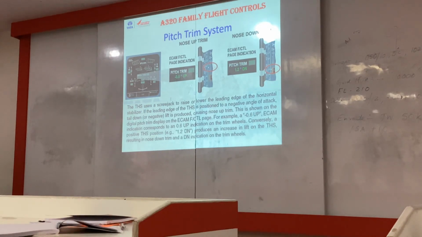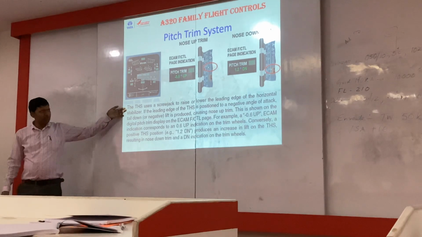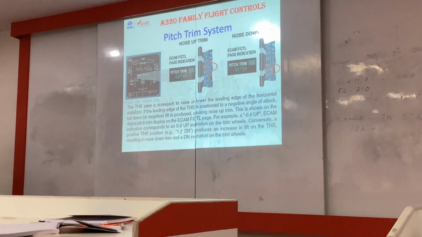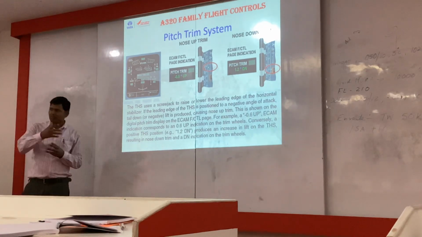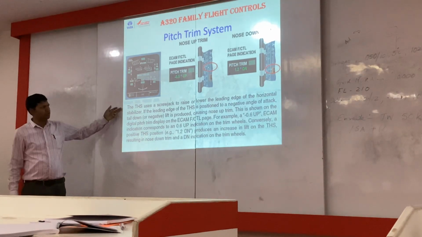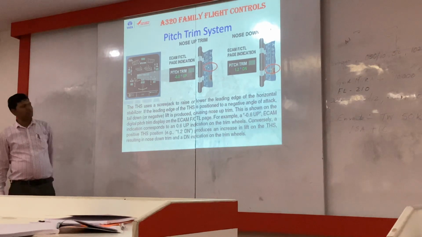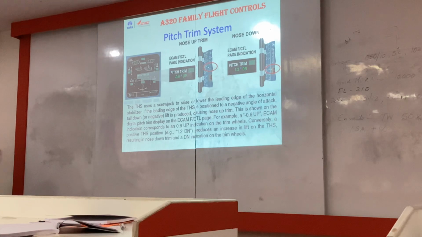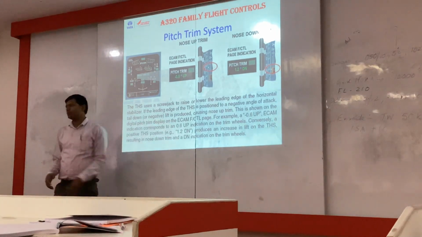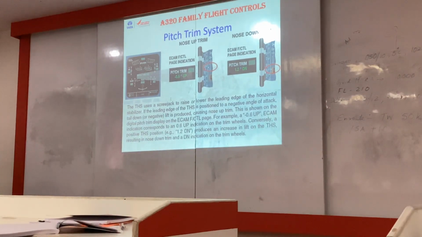Then the pitch trim system: nose up and nose down. The THS uses a screw jack, so the wheel is there, moving on a screw. A screw jack raises or lowers the leading edge, in either direction. If the leading edge of the THS is positioned to a negative angle of attack, or tail down, lift is produced, so your aircraft surface is basically tail down.